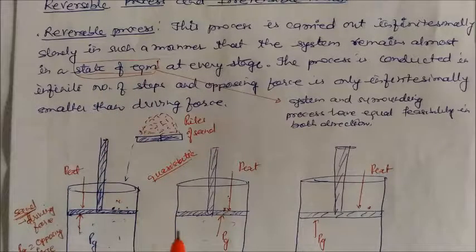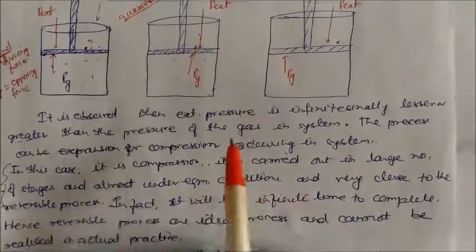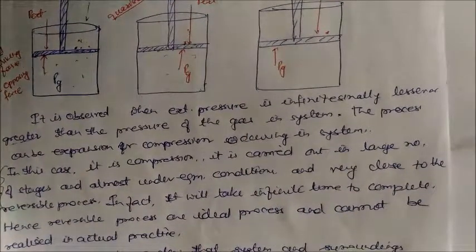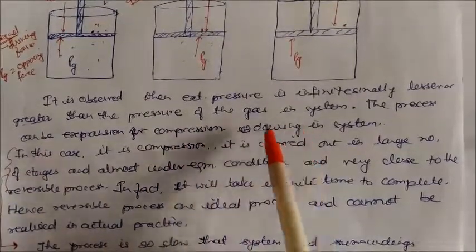Again you drop one more grain, you can see there is a little change. You cannot see it with your eyes, but the change will be there. That is called quasi-static change. It means very slow change.